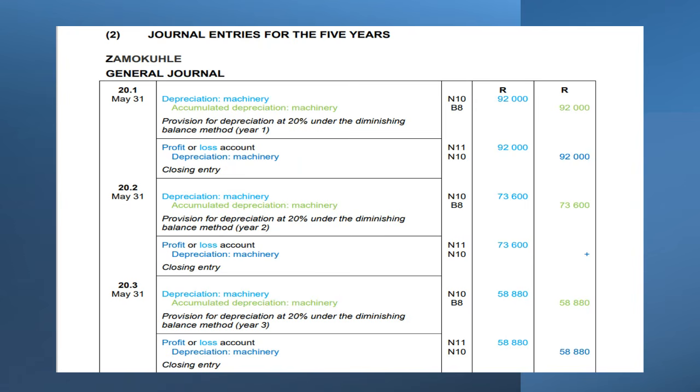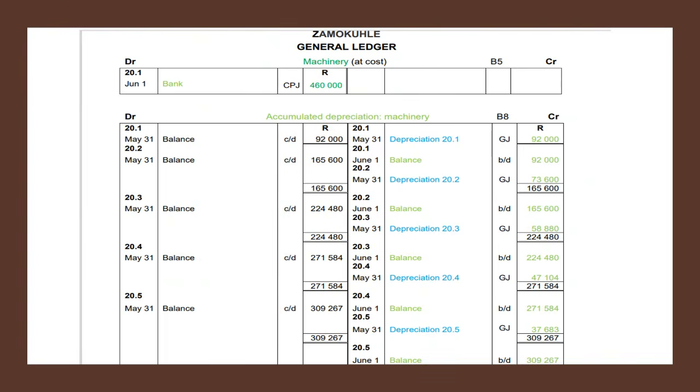You will do this until the end of 5 years. It doesn't change. It's just the same, as long as you calculated your depreciation correctly and you are doing your closing off correctly. You will see as you continue studying your learning unit number 11, as you practice, that's how you do it. You will get a better understanding. The more you practice, the better. Again, this is under the diminishing balance method.